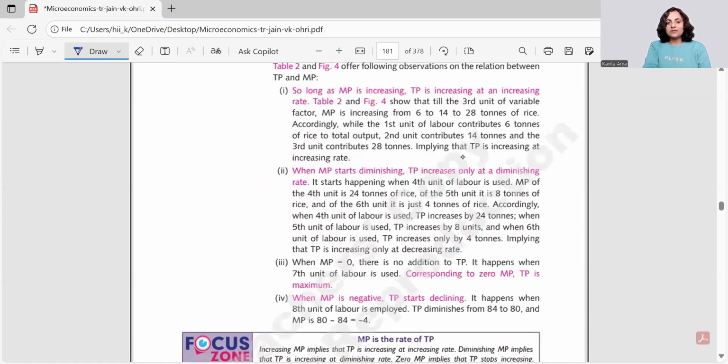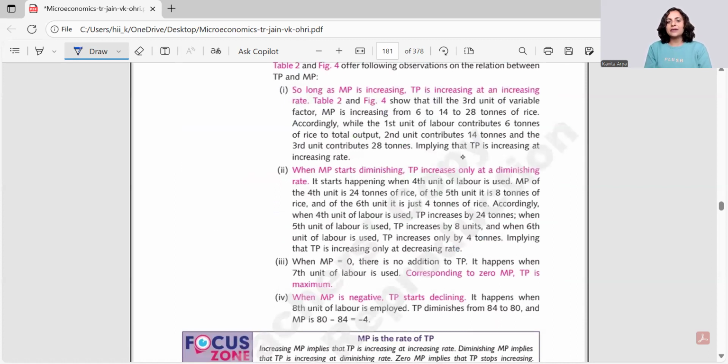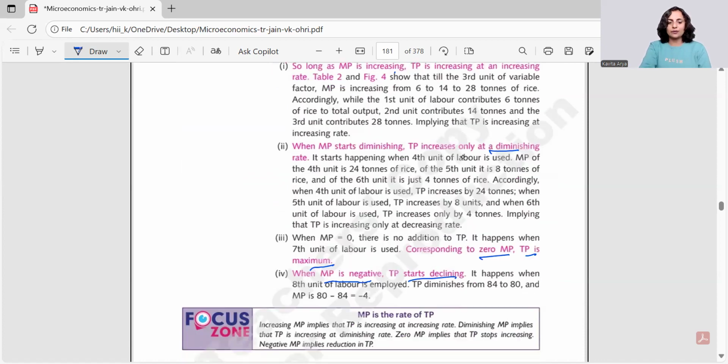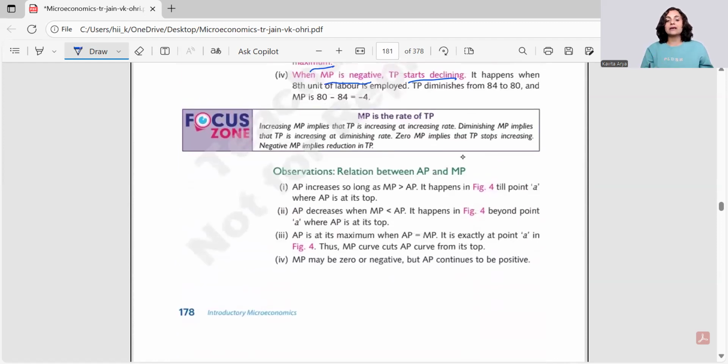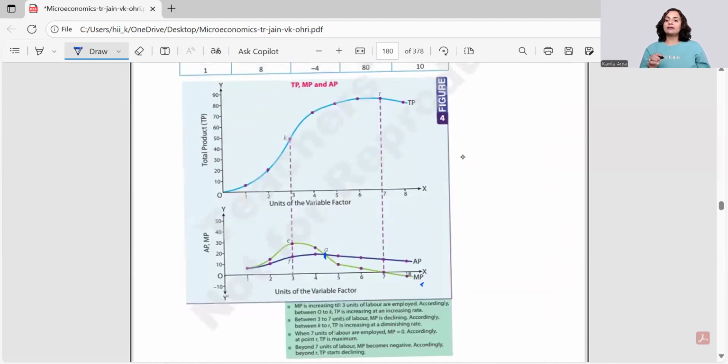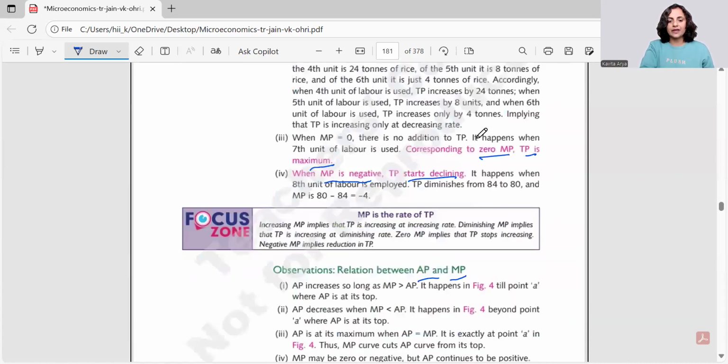Right? So observations, this is what I have told you. As long as MP is increasing, TP is increasing at an increasing rate, then it starts increasing at a decreasing rate. Then corresponding to 0 MP, we have TP maximum, and when MP is negative, TP starts falling. It has been talked about twice, thrice, right? So similar is the relationship between AP and MP also. That's just a subset of this diagram. You can have a question on the relationship between TP and MP, TP and AP, AP and MP. So if this master diagram is clear to you, you can answer any question which is given to you, right?